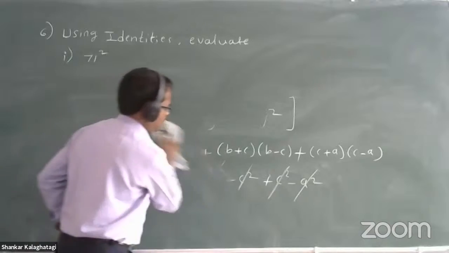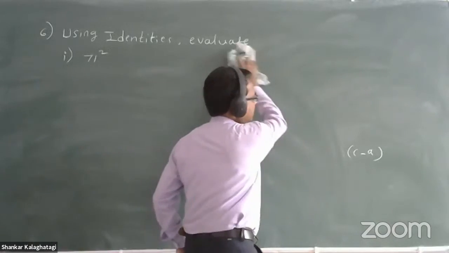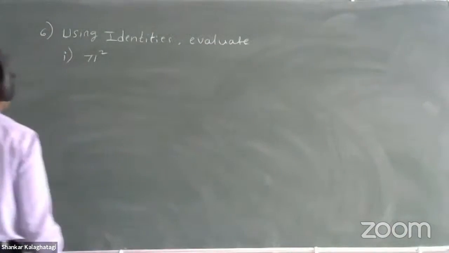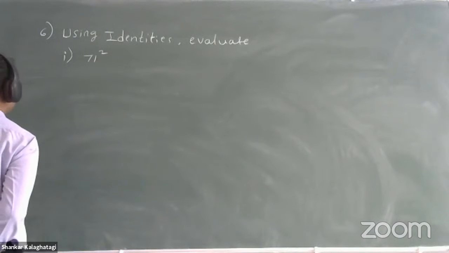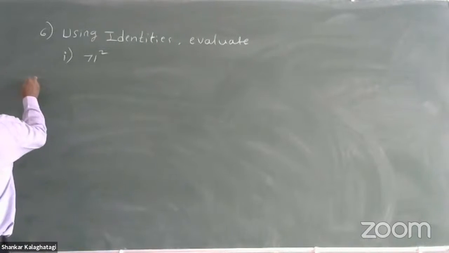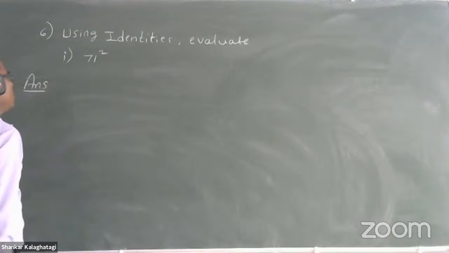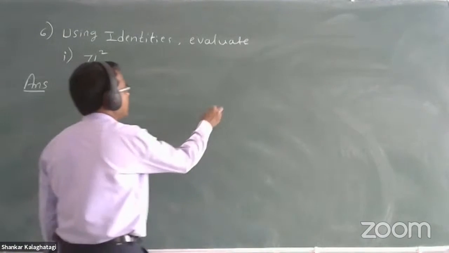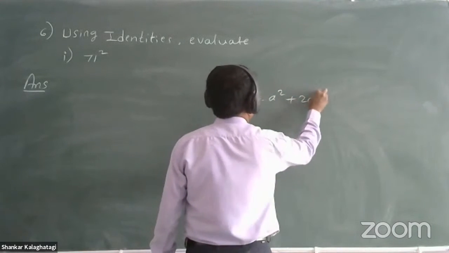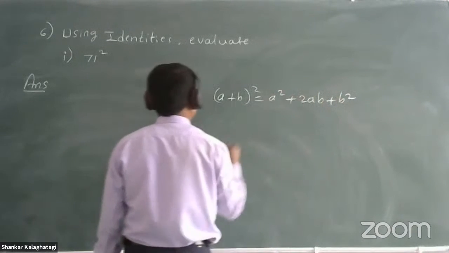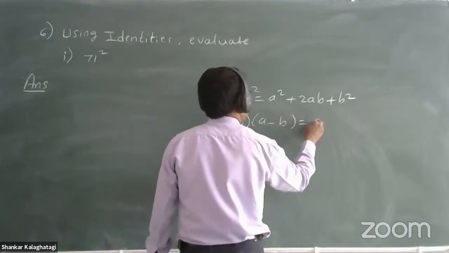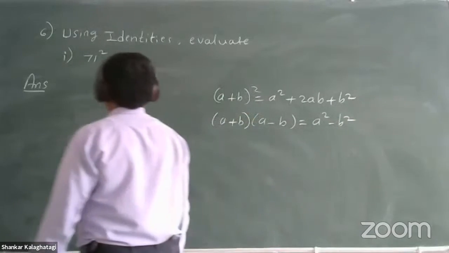Third identity. You should say which identity. Sir, third: a plus b bracket a minus b equals a square minus b square. Yes, that can be used, or even a plus b bracket square can be used. Good. You can use two identities here. You can use a plus b bracket square equal to a square plus 2ab plus b square. This can also be used. A plus b into a minus b equal to a square minus b square. This can also be used.